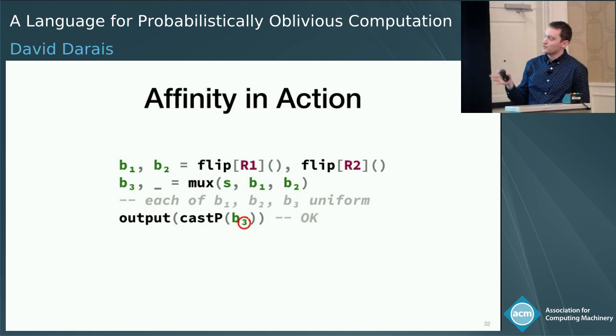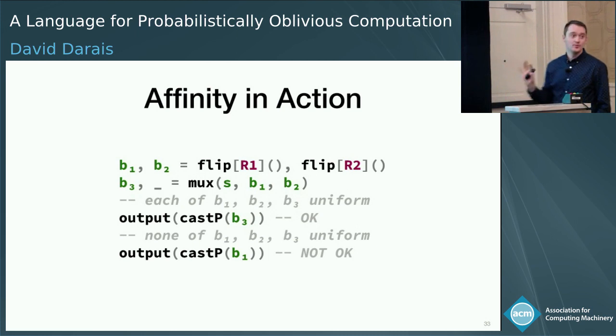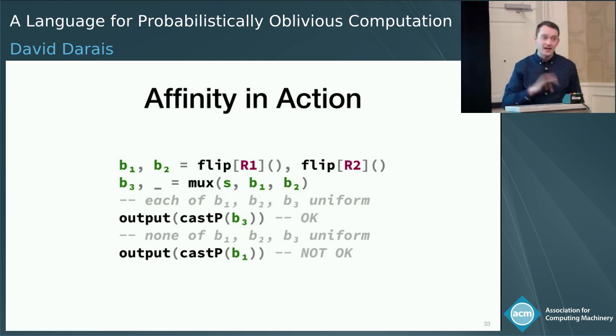So B3 sort of looked at the secret. It looks like it did so in a data-dependent way. Swapped these two coins maybe based on the secret. But I get one of the two coins back. And if I show you either of those coins, it's going to be 50-50. You don't learn anything about the secret. So that's OK. What's absolutely not OK is doing both of those things. If I show you B3 and I show you B1, now you can learn the secret.